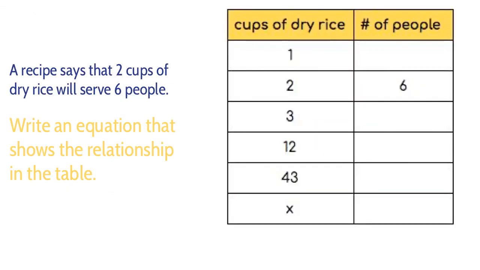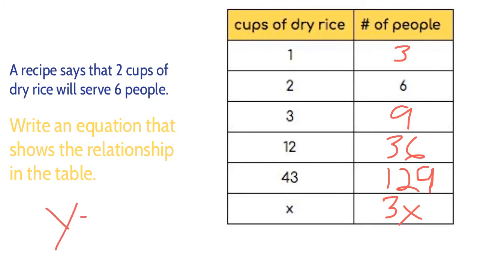What is the equation for this table? A recipe says that 2 cups of dry rice will serve 6 people. Well, if we complete the table, we find that we get 1, 3, 2, 6, 3, 9, 12, 36, 43, 129, and x gives you 3x. So what's the equation? y equals 3x.